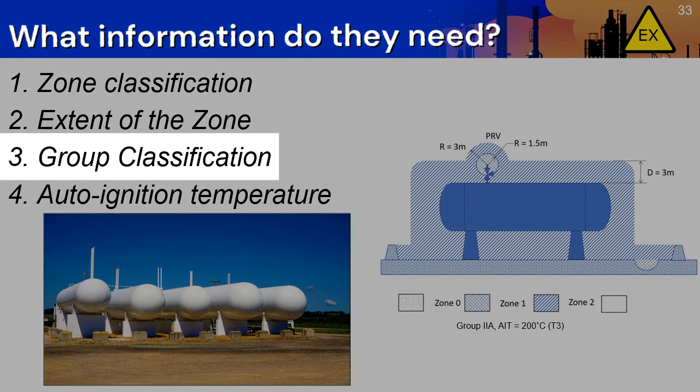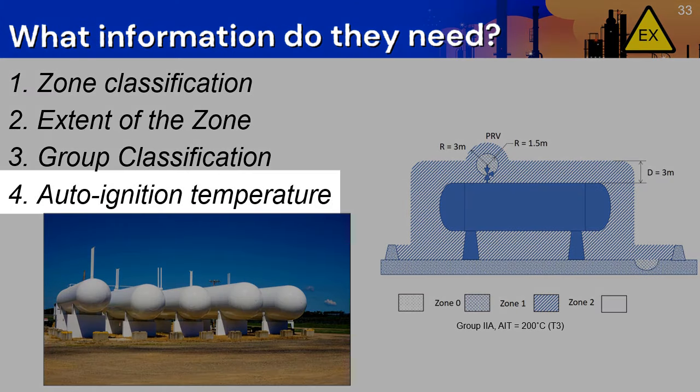3. The group classification of flammable materials. This impacts electrical equipment selection and wiring design. 4. The auto-ignition temperatures of flammable materials. This defines the maximum surface operating temperature limits for equipment.